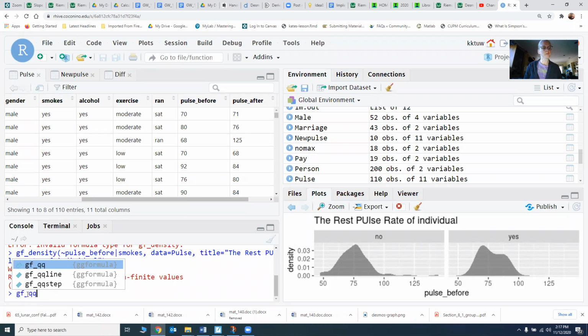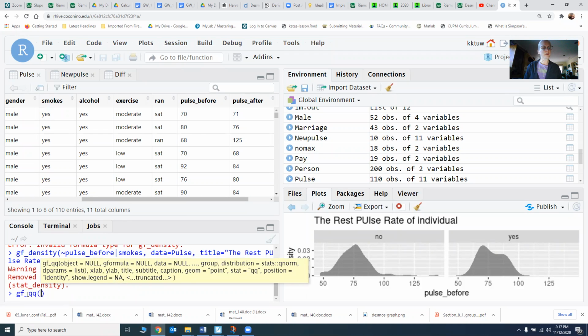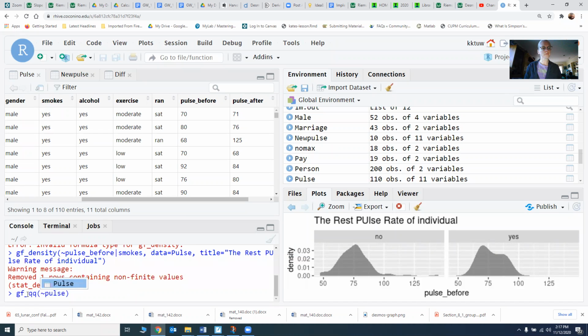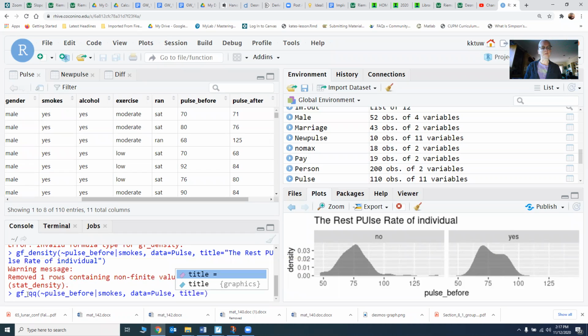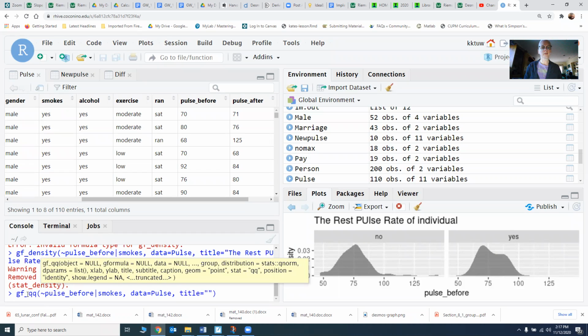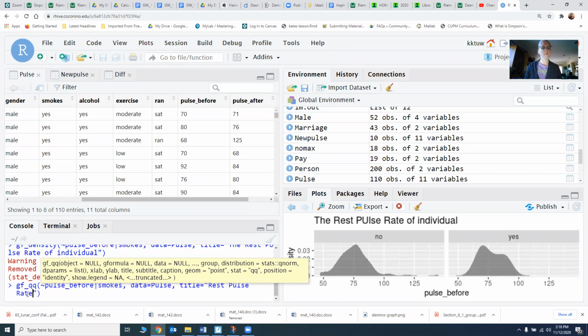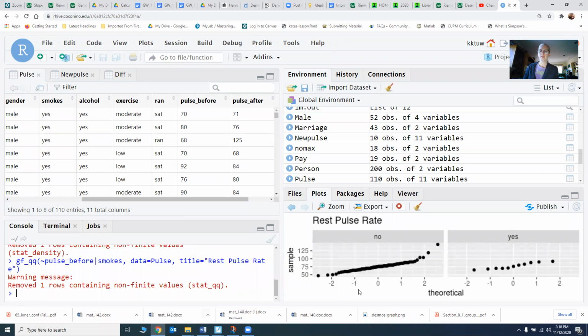And this GGQQ. And again, you start off with your pulse before. That's my variable. Tilde with that first, and then you do the vertical line and smokes, and then data equals pulse. And then again, a title. And we'll go with the resting pulse rate. I'll just say resting pulse rate. Okay. And there's what it looks like. Again, I'm going to go ahead and copy both these over here.